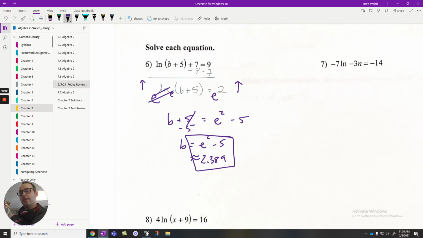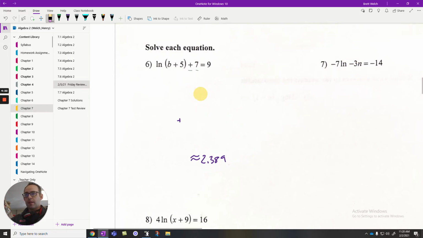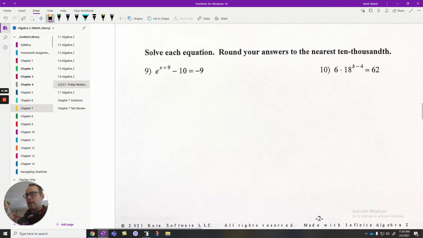Keep in mind over here on number 7, that negative 3n, that's in the parentheses, but this negative 7 isn't, so that needs to be removed. Okay, so that'll get us through the first 8 or so questions. And now we're going to switch formats, or switch types of problems. Now we need to solve exponential problems. Those were logarithms, now we want to solve exponentials.